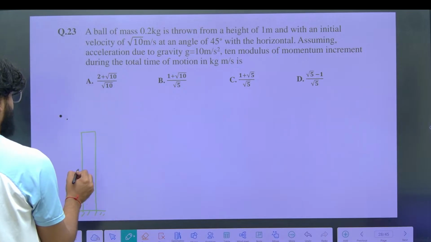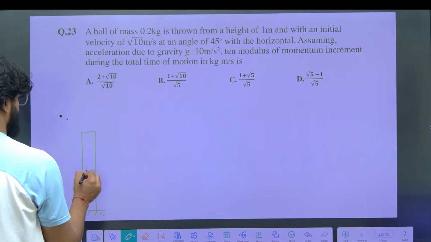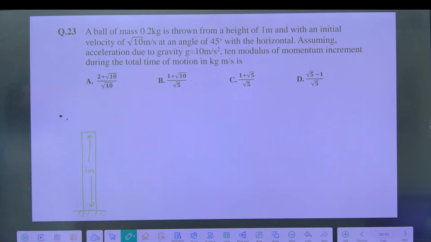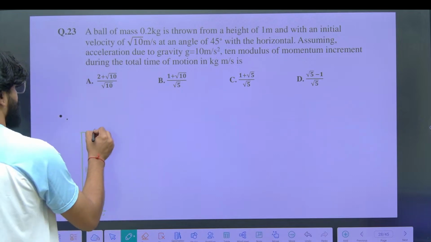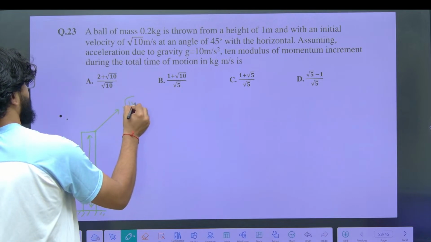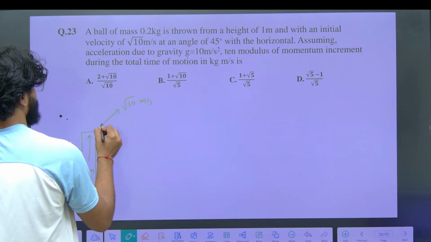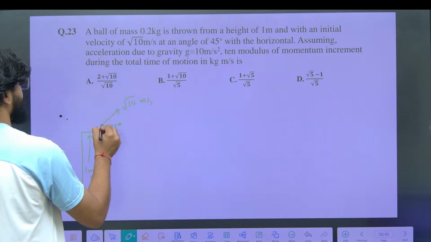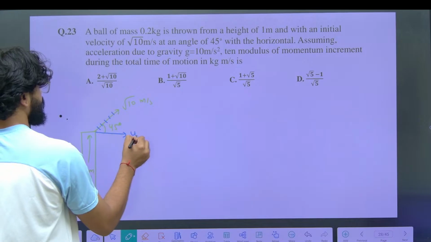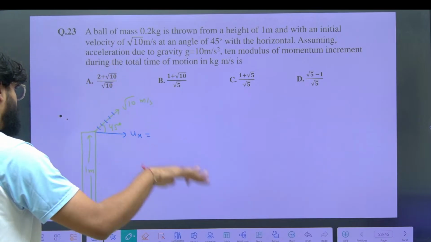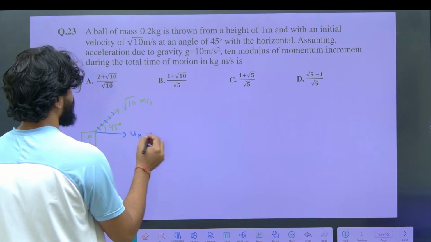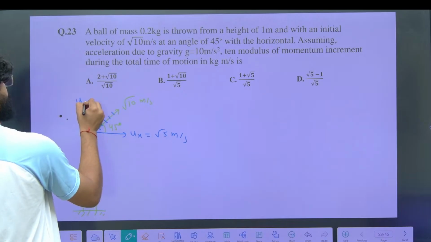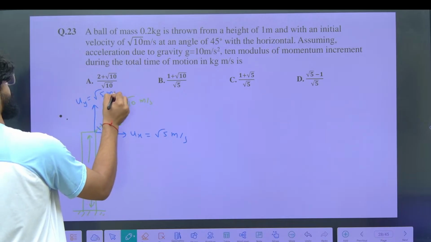Height is 1 meter, and it is being projected with root 10 meter per second at angle 45. So quickly let's calculate the values of ux and uy. So ux will be this value into cos 45, 1 upon root 2, so it will be just root 5, and uy will also be root 5. Correct? Okay.